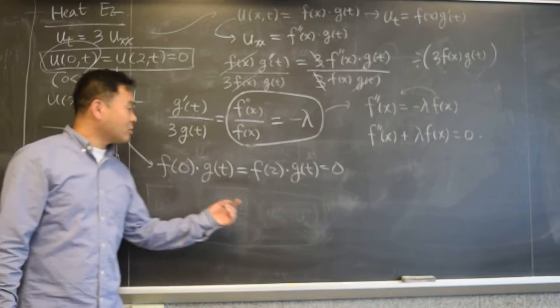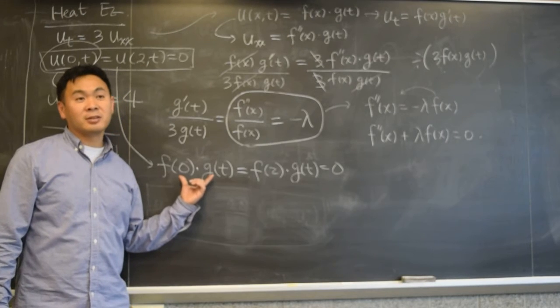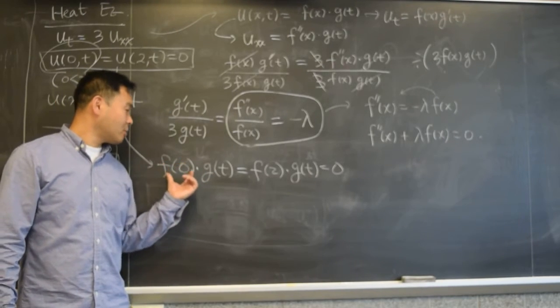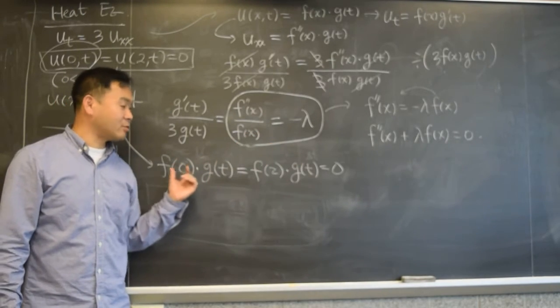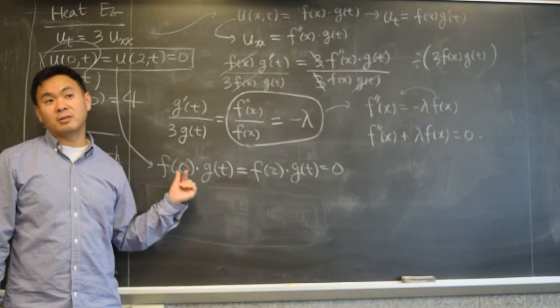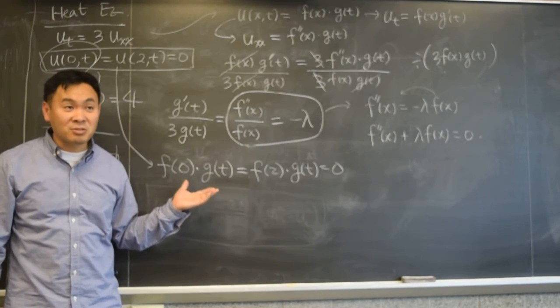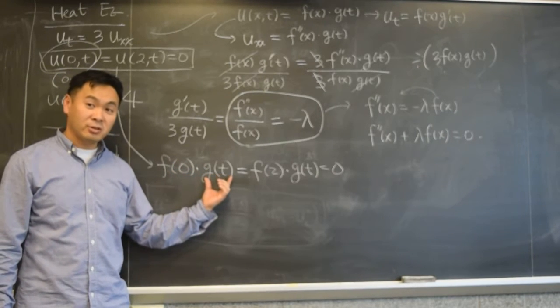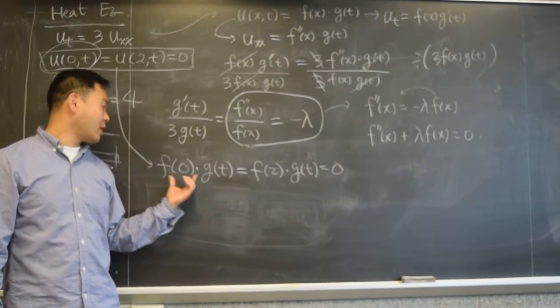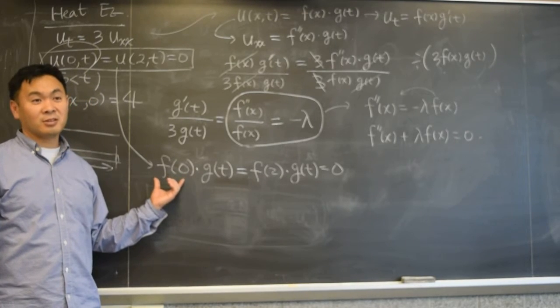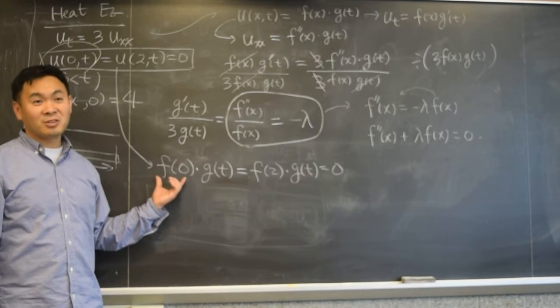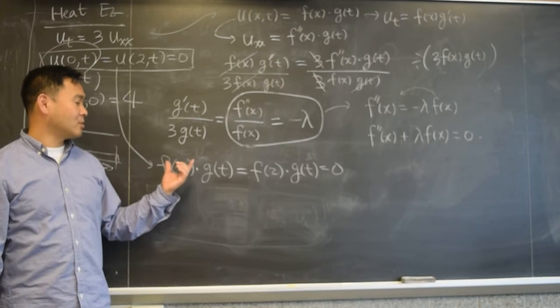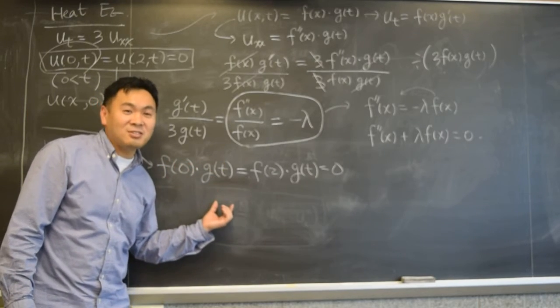Now you have two things multiplied to 0. What does that mean? If you have something and another thing multiplied to 0, what does that mean? At least one of them is 0. Okay, so we have two choices. g(t) could be 0 for all time, or f of 0 could be 0. Okay? Now which one should we choose?